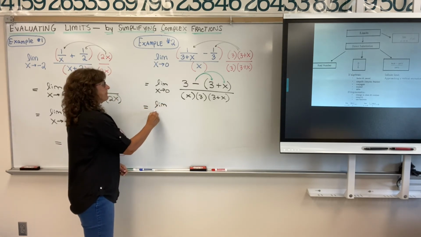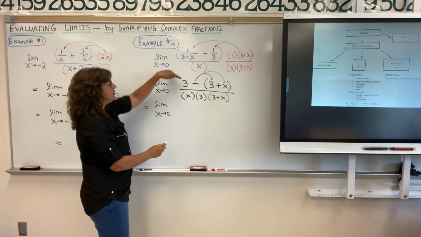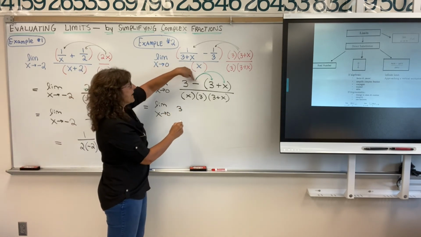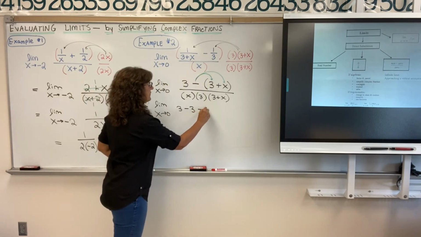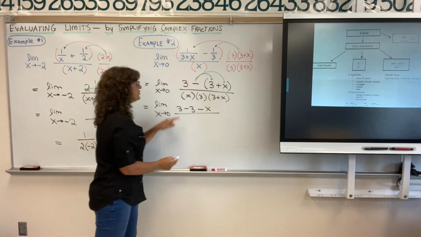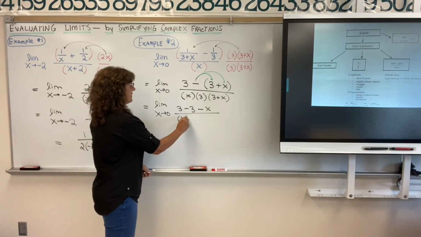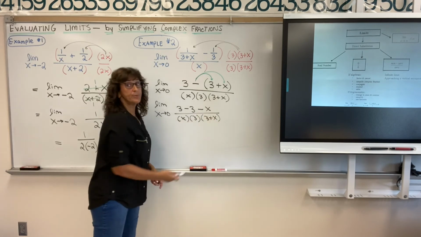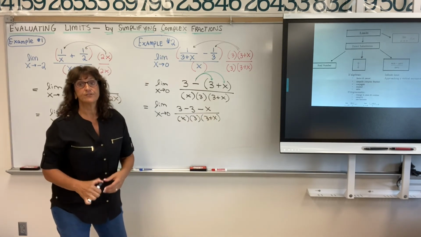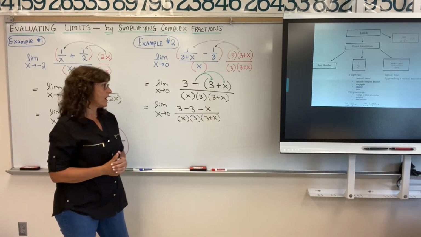You have the limit as x approaches 0. So in the numerator, you have 3 minus 3, okay? And then minus x. There's your numerator. And in your denominator, we have x, and we have 3, and we have 3 plus x. Don't multiply the denominator out. Leave it in factored form because you're going to be able to cancel common terms.